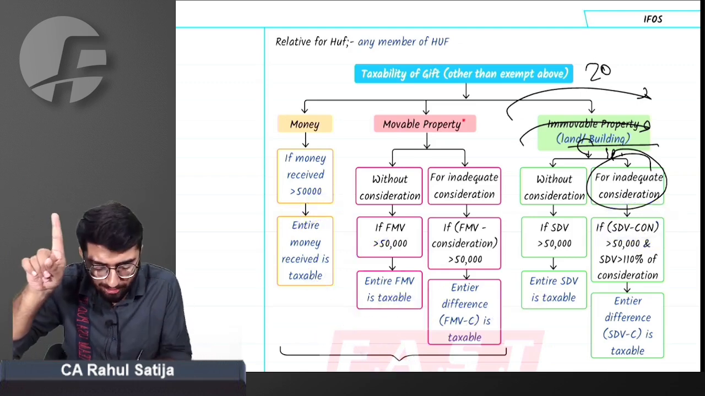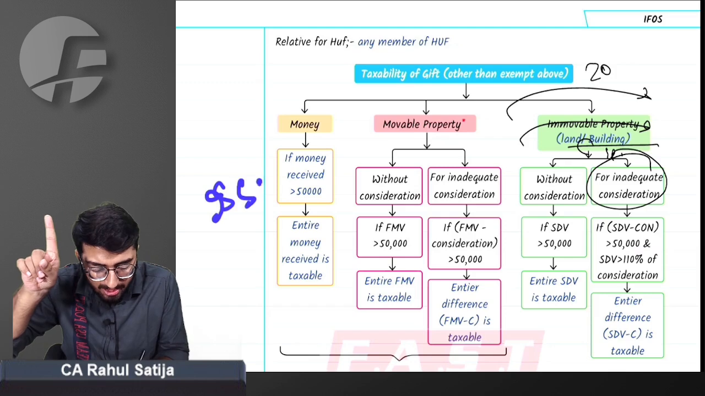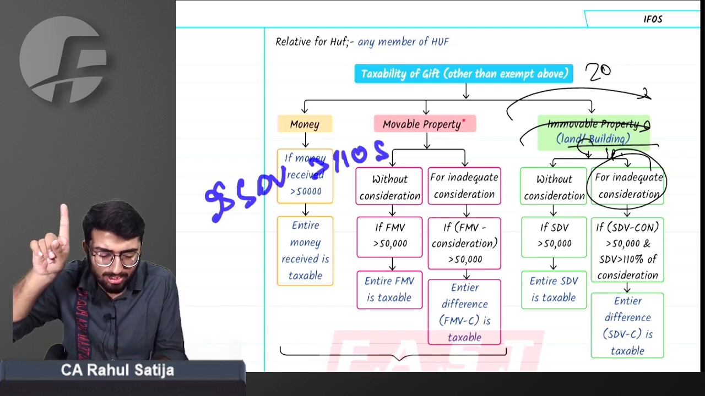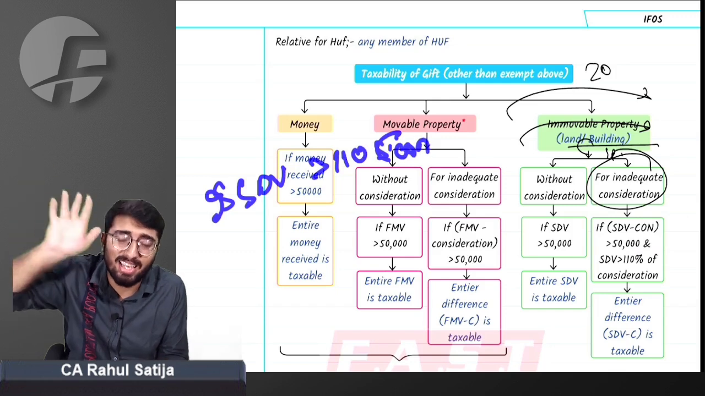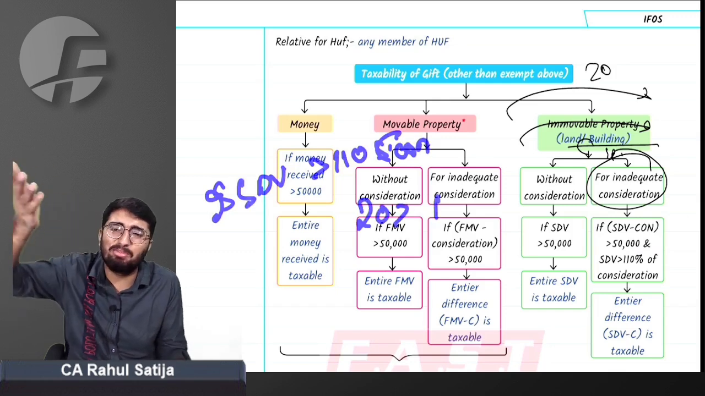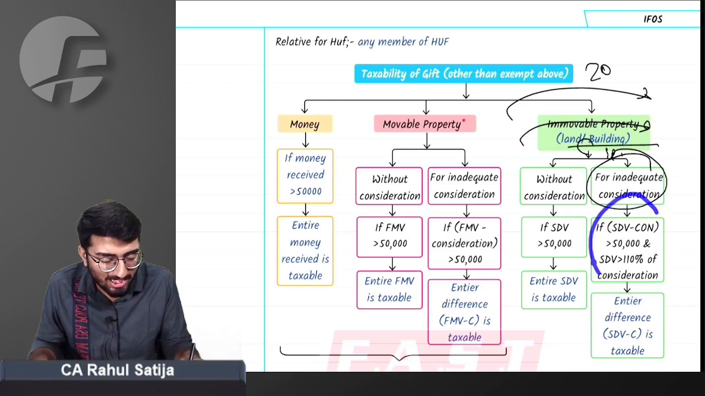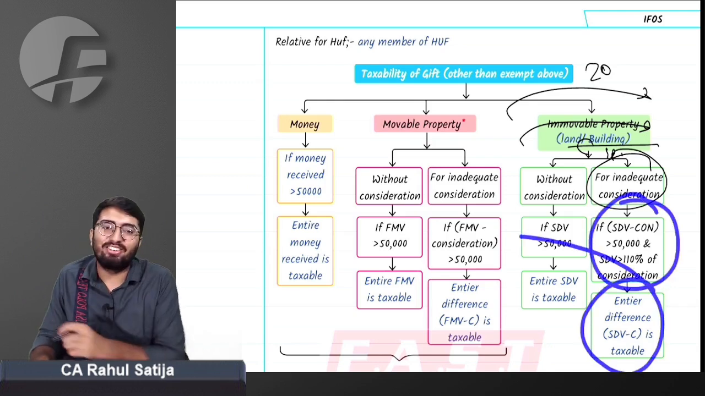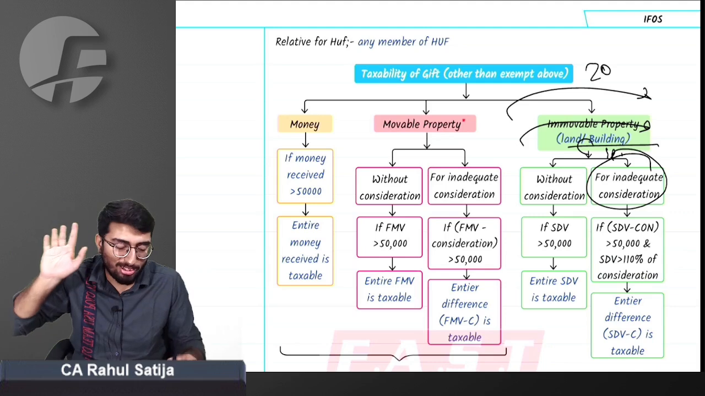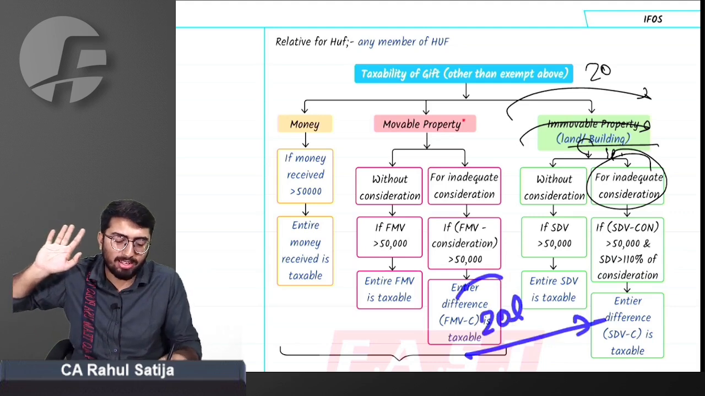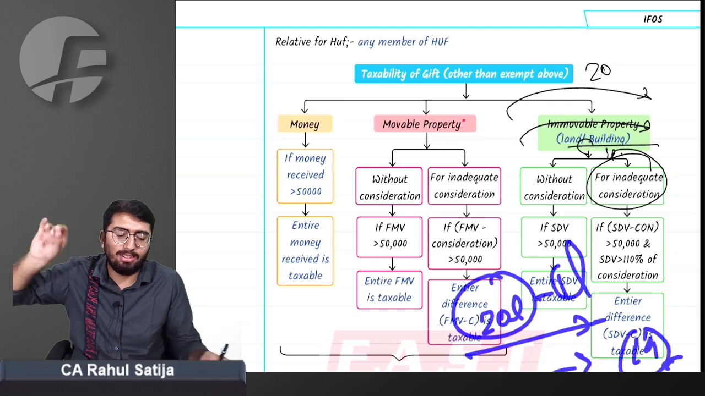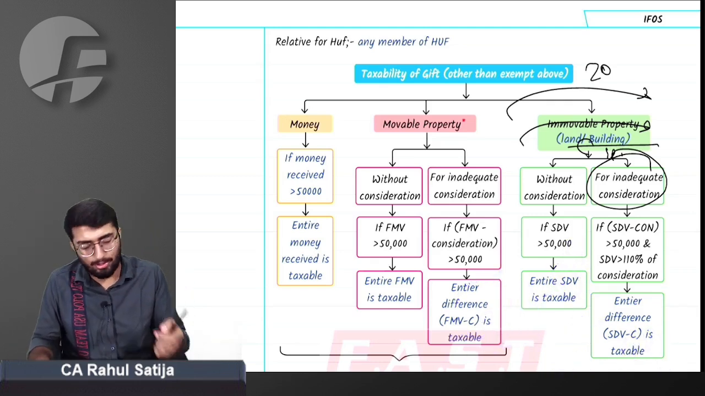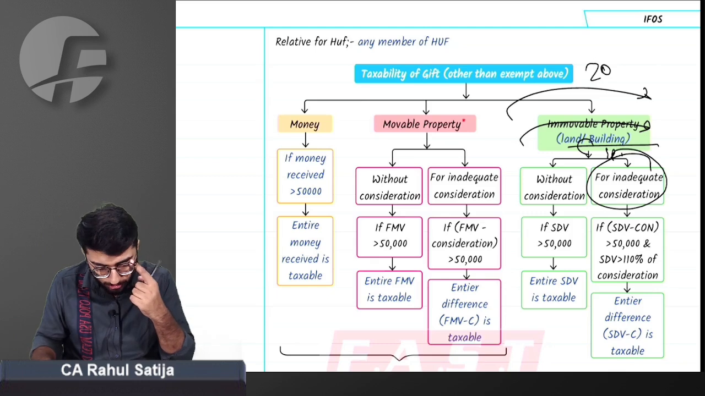Also, remember section 50C. Is SDV greater than 110% of consideration? Right answer is yes, sir. 20 lakh is greater than 110% of 1 lakh. So if both the conditions are satisfied, then the entire difference will be taxable in Shraddha's hand. The difference is SDV of 20 lakh minus 1 lakh she is paying, so 19 lakh will be taxable in the hands of Shraddha. Got this point or not?